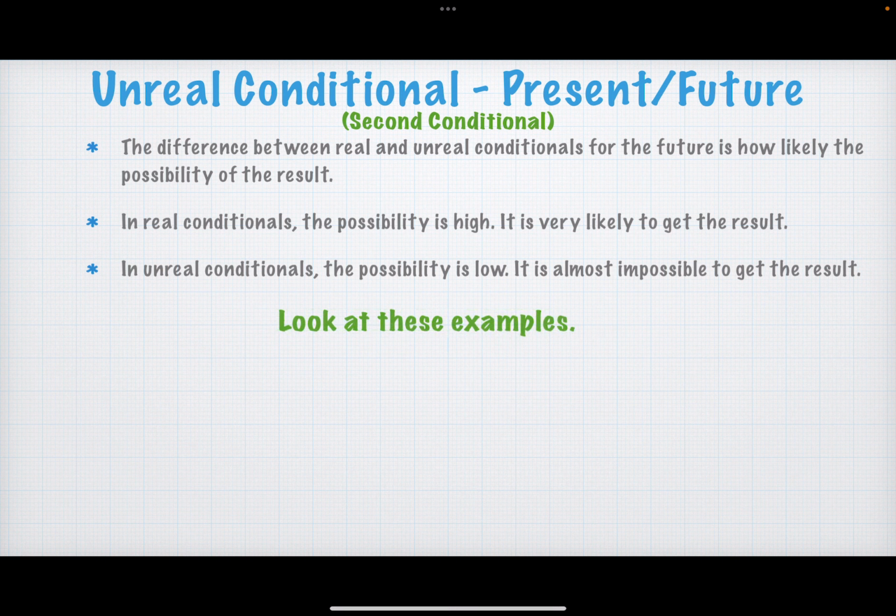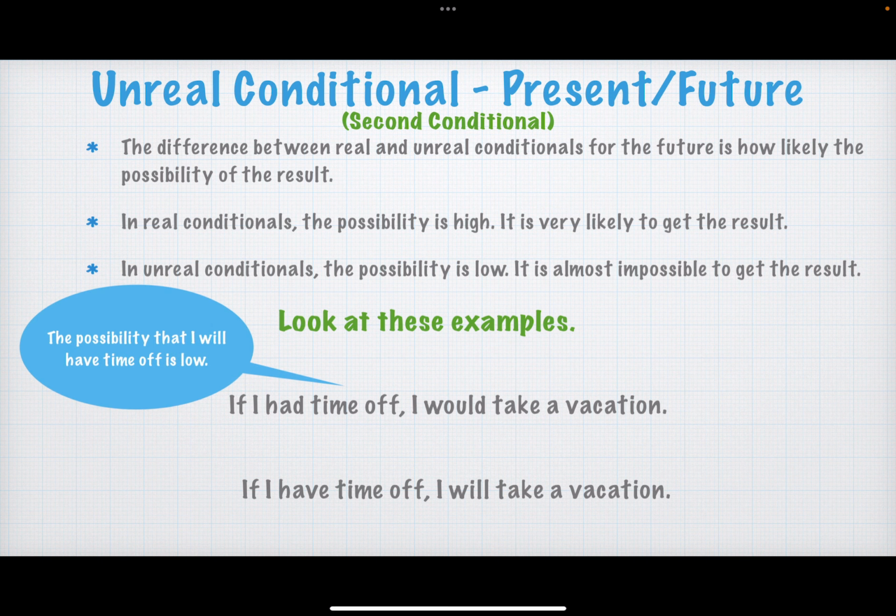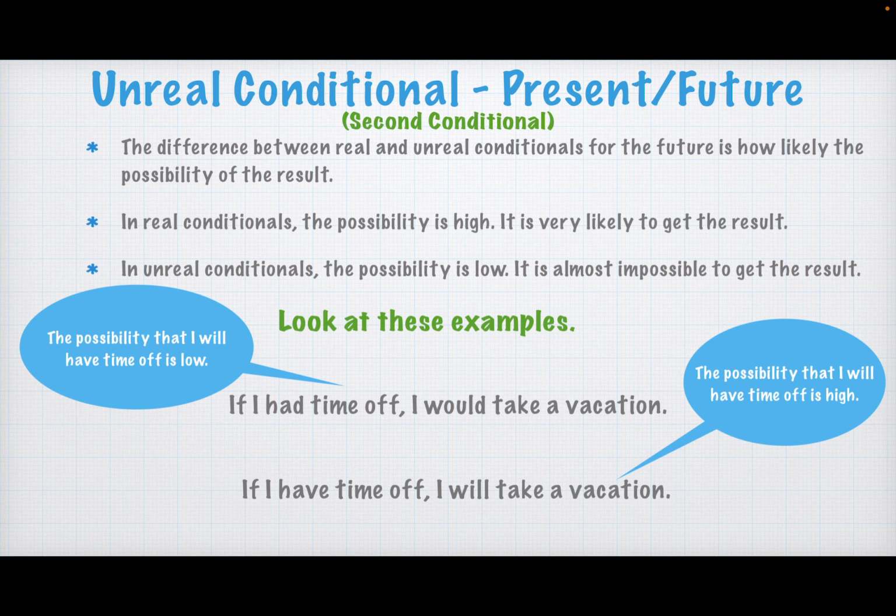Let's look at these examples. If I had time off, I would take a vacation. And if I have time off, I will take a vacation. For the first example, the possibility that I will have time off is very low. I'm using the unreal conditional for the future here, so this probably won't happen. But in the second example, I'm using the real conditional. So that means that the possibility I'll have time off is very high. That situation is very likely to happen.